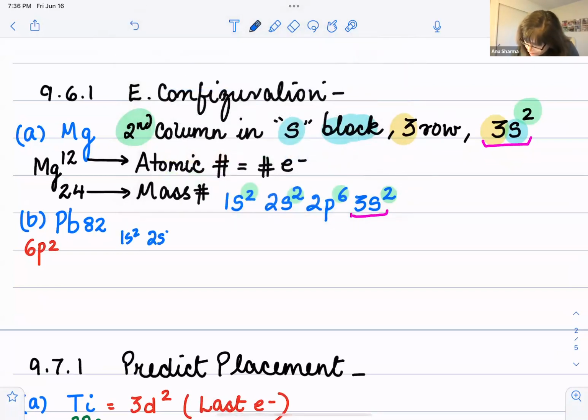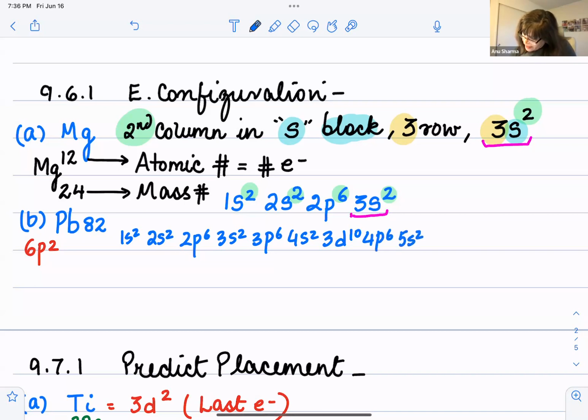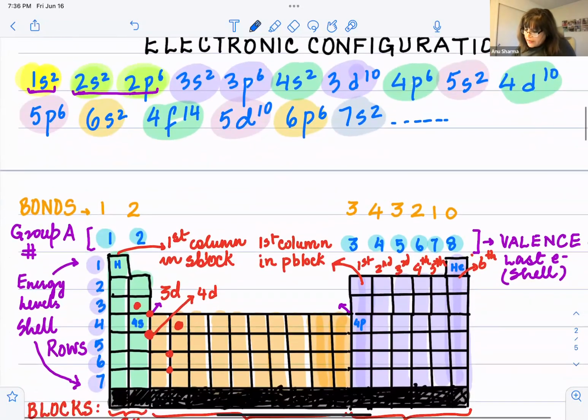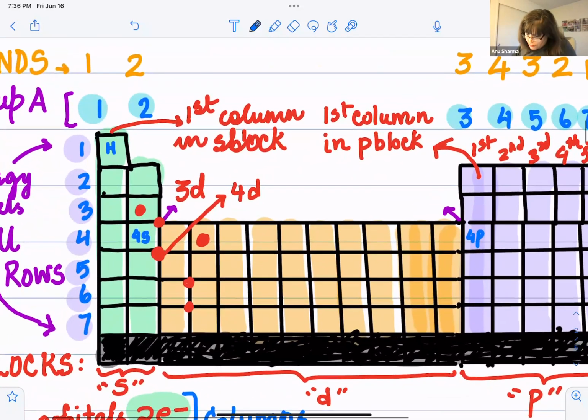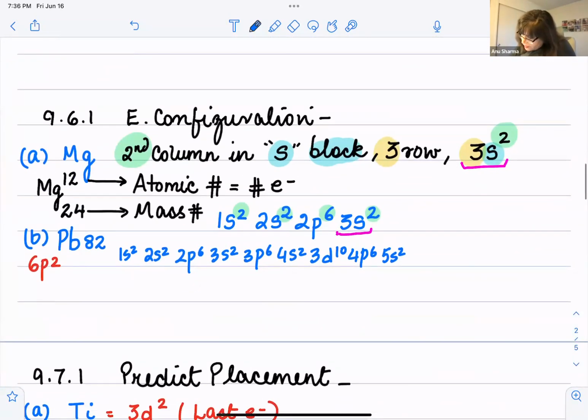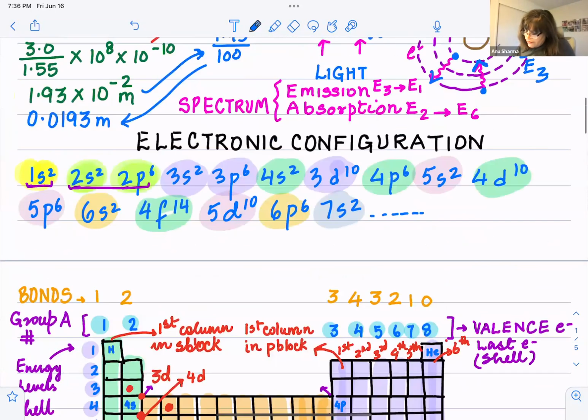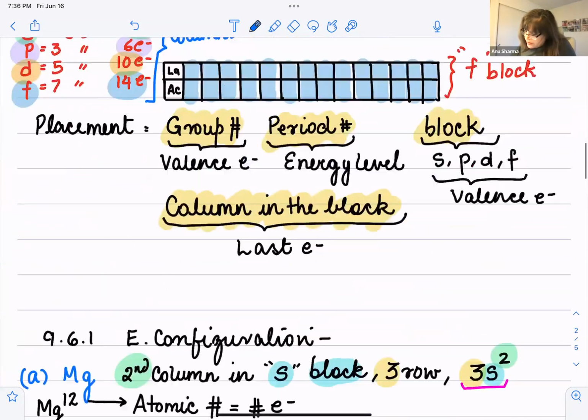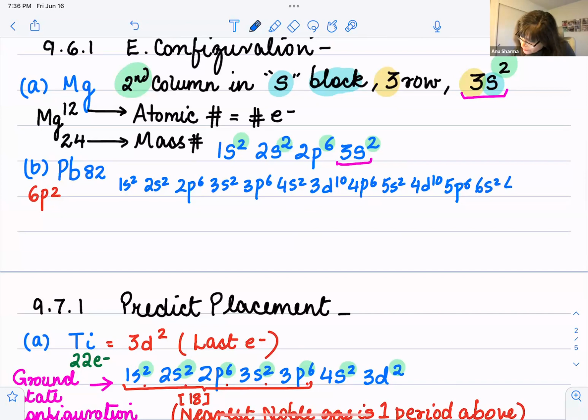Okay, so let's do this now. 1s2, 2s2, 2p6, 3s2, 3p6, 4s2, then 3d10, then 4p6, then 5s2. Okay, after 5s2, just to make sure that you are getting this, after 5s2 is 4d10. After 4d10 is 5p6. Then 6s2, 4f14.